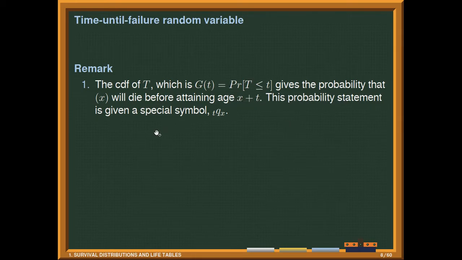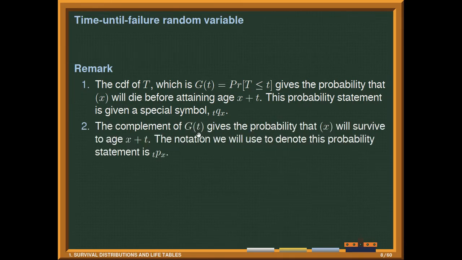This particular probability statement is given by the following symbol, tqx. So this gives us the probability that a person age x will die on or before attaining age x plus t, or the probability that a person aged x will die within the next t periods of time. Okay?